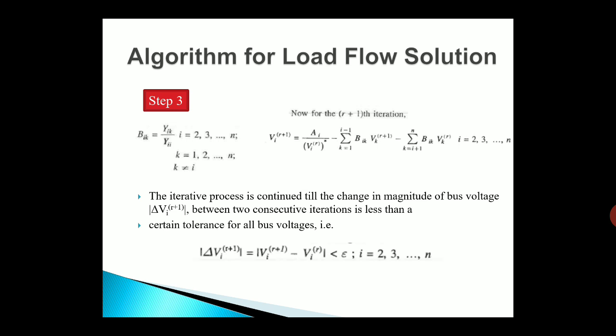Now this modulus of delta V at r plus 1, which is on the first point, is the change of the voltage of the ith bus after r plus 1 iteration. If the difference between the r plus 1 iteration and the rth iteration is within a certain limit, say you get a value of 0.9 at the 20th iteration and 0.91 at the 21st iteration, you are getting a 0.01 difference. You say it's okay, 0.01 difference doesn't make any difference, so I am okay with 0.9 or 0.91. This is the final value. That is what it is telling.